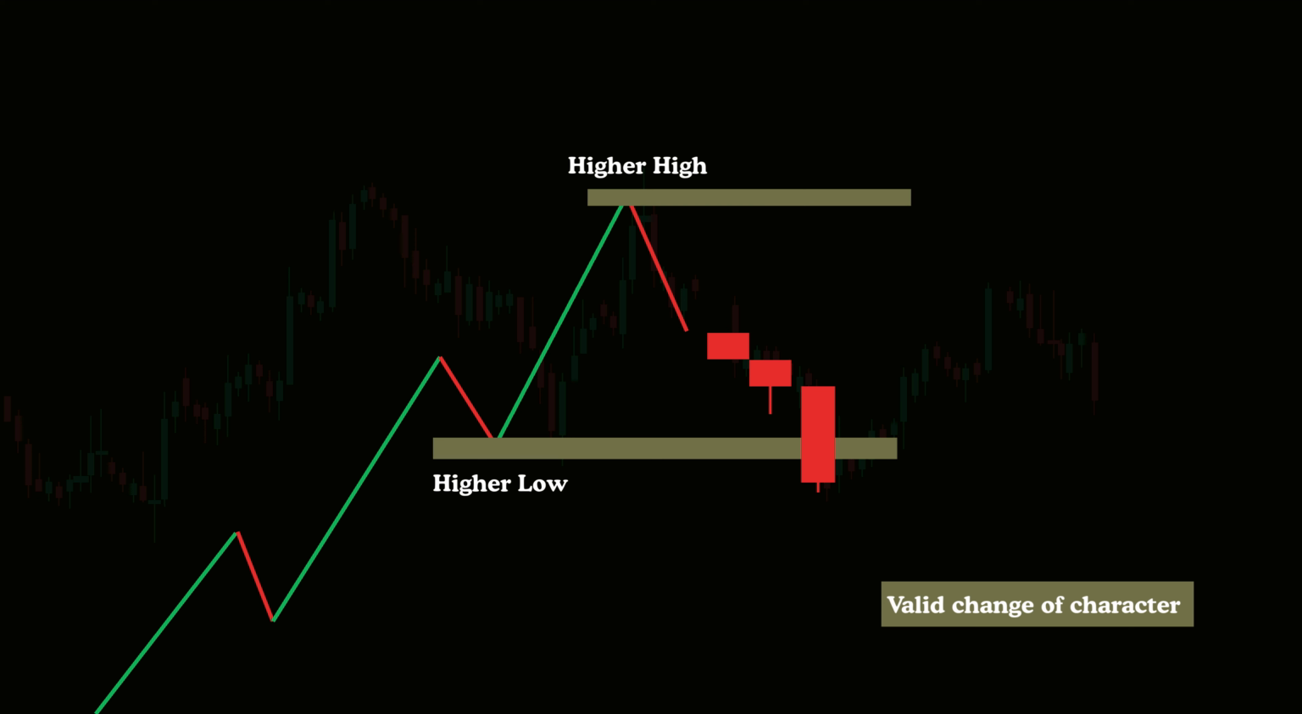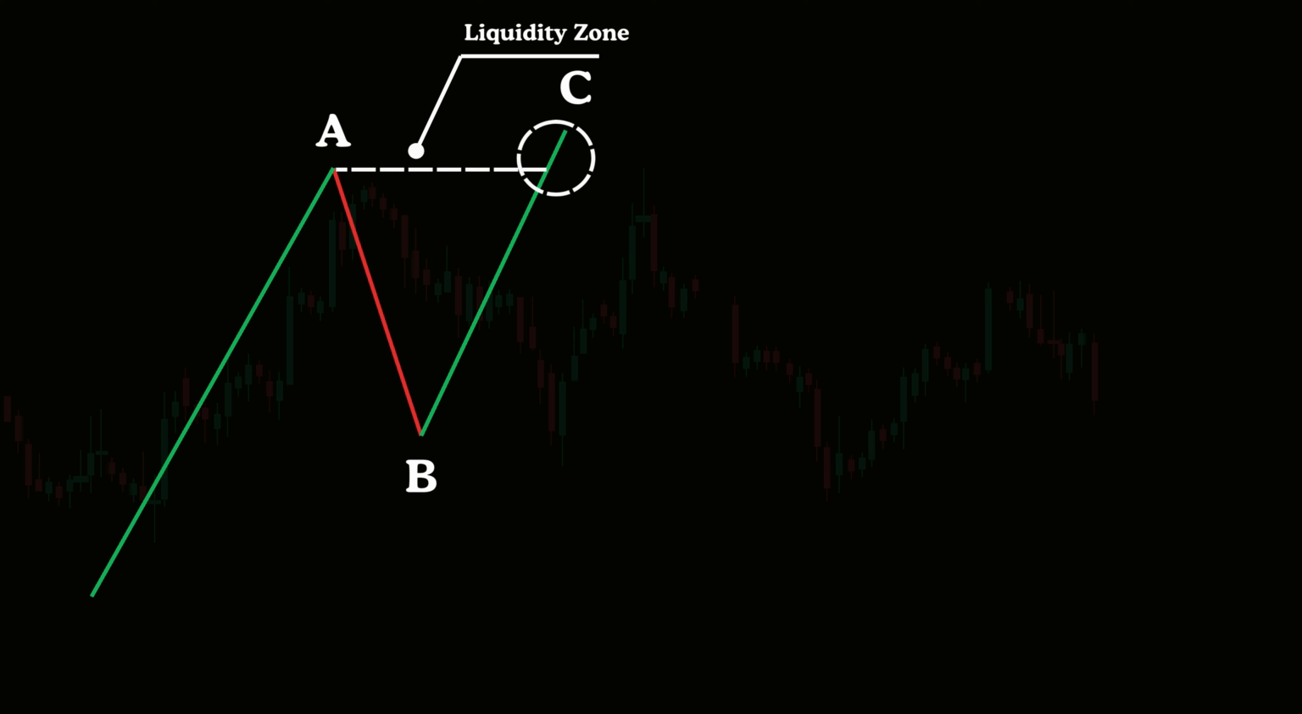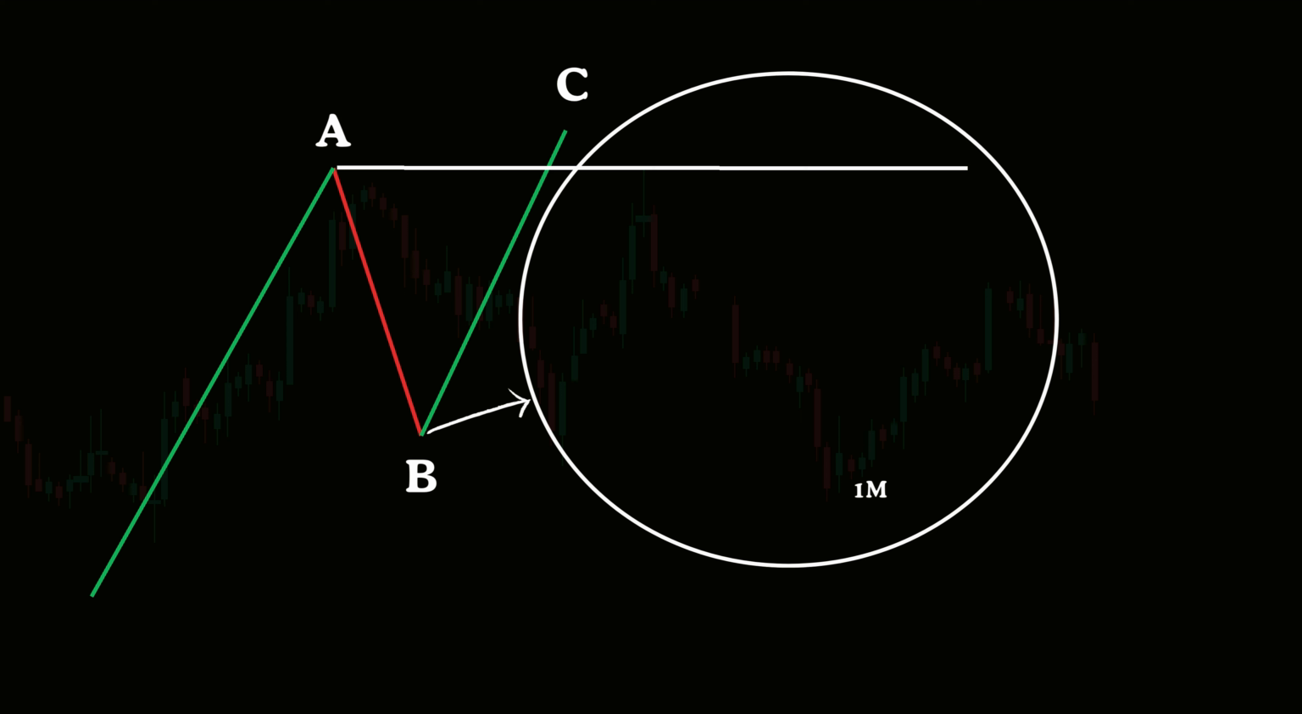What's important here is that a break of structure is confirmed even if a wick pushes beyond the previous structure level, but for a change of character we require a full candle break and close below the previous market structure level. Picture a valid ABC pattern where the price grabs liquidity above the high through the C wave, followed by a single rejection candle, and then shifts direction to the downside. The next move is to wait for a clear change of character to form. To observe that, we can zoom into a lower time frame such as the 1-minute chart, and we'd notice a formation like this. As stated earlier, we must wait for a change of character.